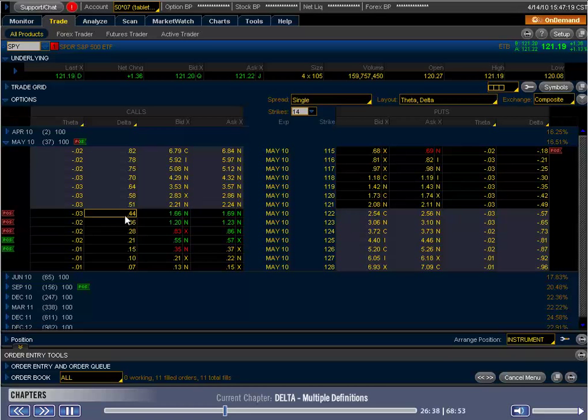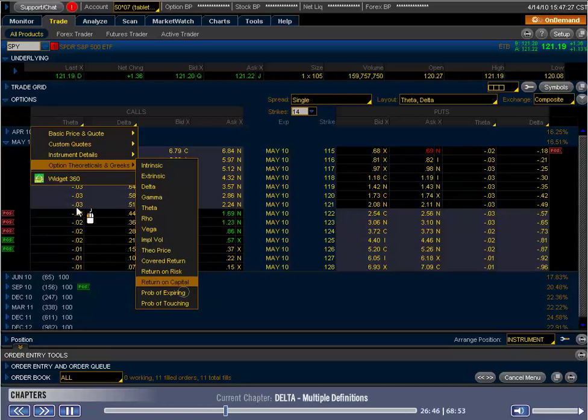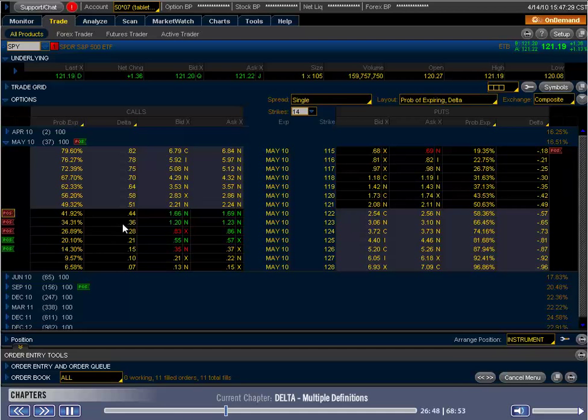And the third definition now for delta. So what's the third definition? You'll see on the calls, let me change theta over to probability of expiring to not confuse anybody right now. But let's take a look at the delta on all the calls. On all of your calls here, delta, of course, is positive. If you look over at my put side, all the puts have a negative delta.